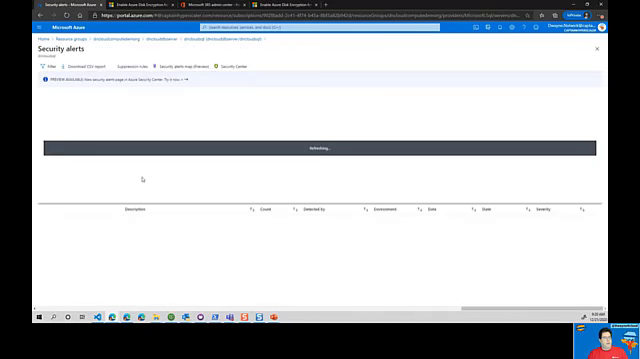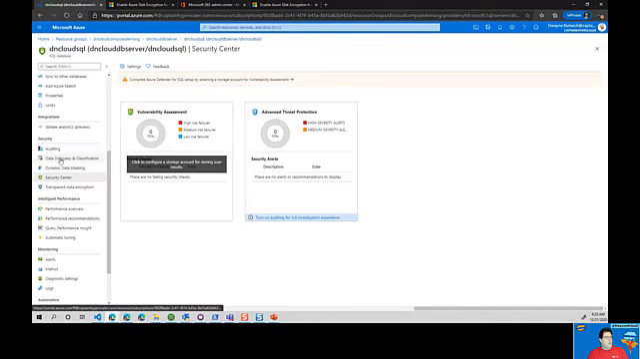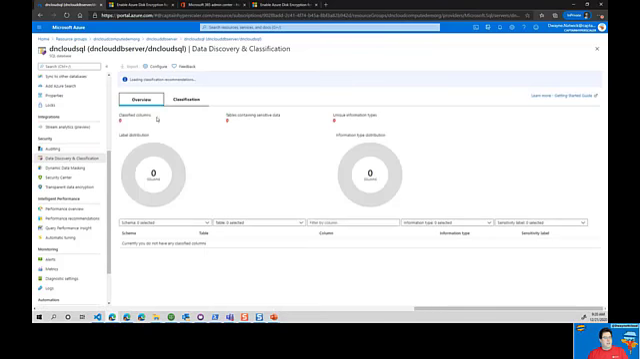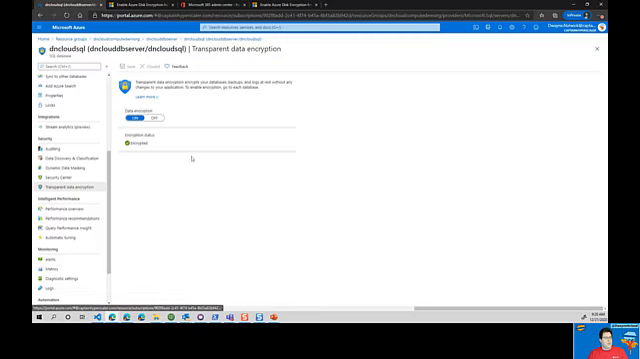We have our advanced threat protection for our alerts. I don't have any alerts right now, which is a good thing. And we can also set up our data discovery and classification in here. I don't have anything to configure or any data within my database right now, so this is where we would do this. Here is our transparent data encryption, and you can see, as stated, this is the SQL database platform service.